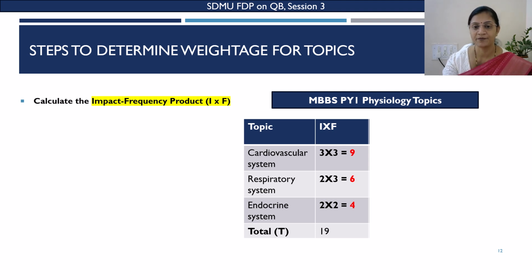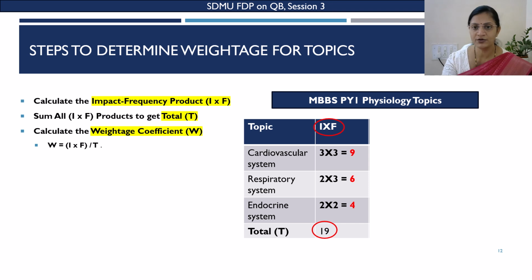Now once you know this impact into frequency product, we have to give the total of it. Calculate the total of that particular impact into frequency product. After doing the totaling, we have to calculate what is called as weightage coefficient. Means now I have to give it in terms of marks. I have to allocate marks to each system. So first we shall try to understand weightage coefficient.